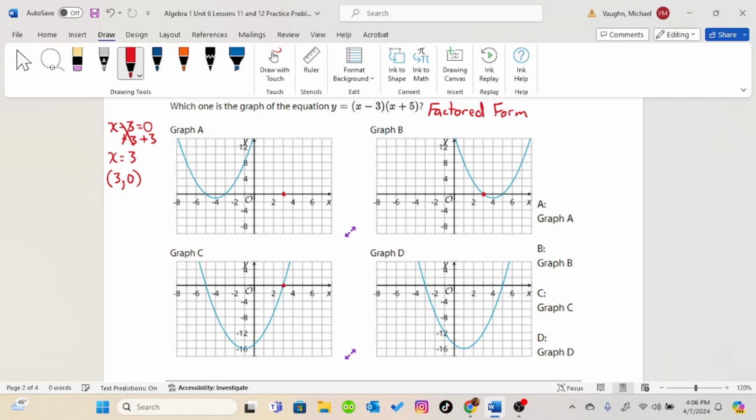So when we plot that, we already know that graph A is wrong because it does not cross through x equals 3. And we know that D is wrong because it does not cross through x equals 3. Next, we have x plus 5, and we'll set that equal to 0. Subtract 5 from both sides so that we eliminate it from the left. And x equals negative 5. So we're going to have an x-intercept at (-5, 0).